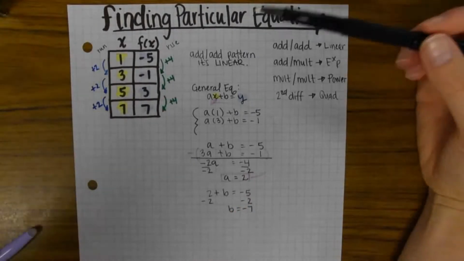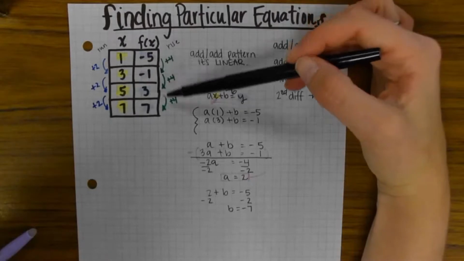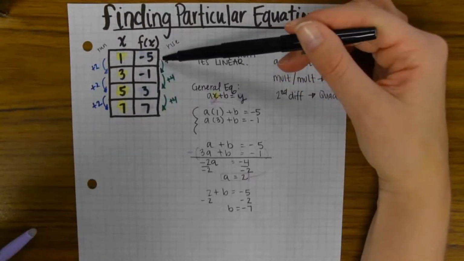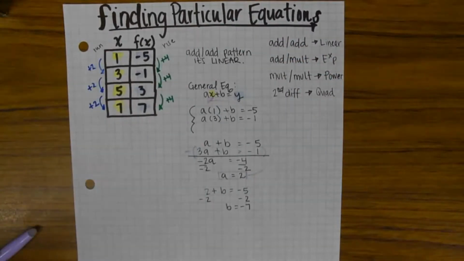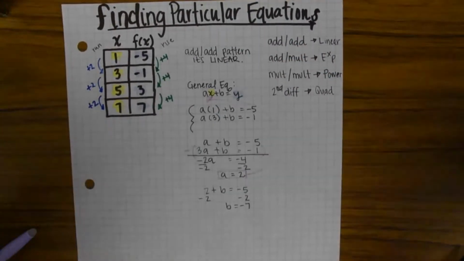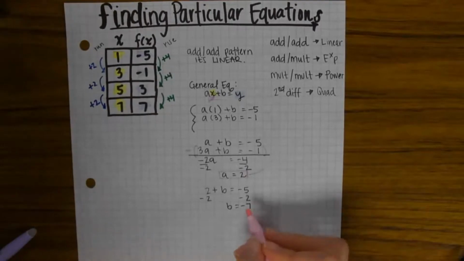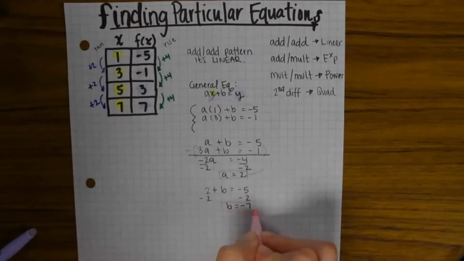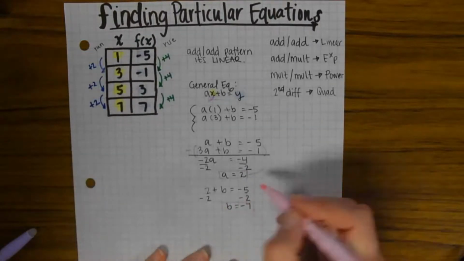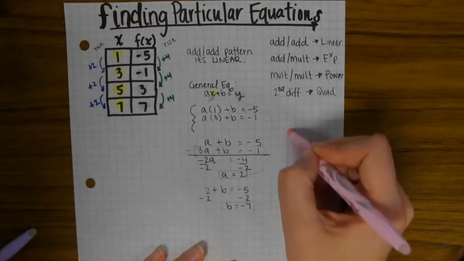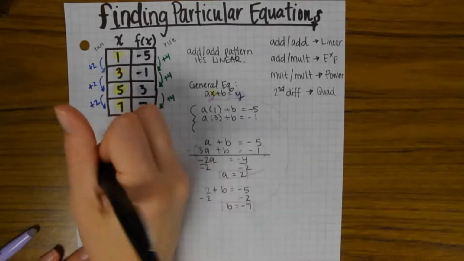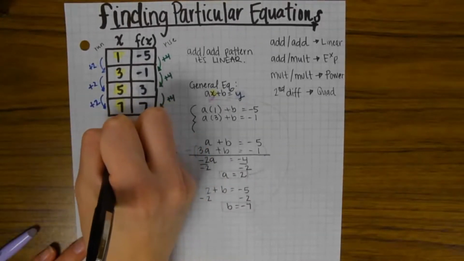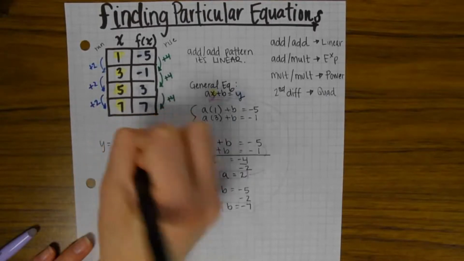Again, when we were talking about this intuitively, that's the same thing we said. We said our slope was 2, and if I subtract 2 from -5 to get back up to my 0, it'd be -7. So we will take this value and plug it in for b. So our particular equation for this table is y equals 2x minus 7.